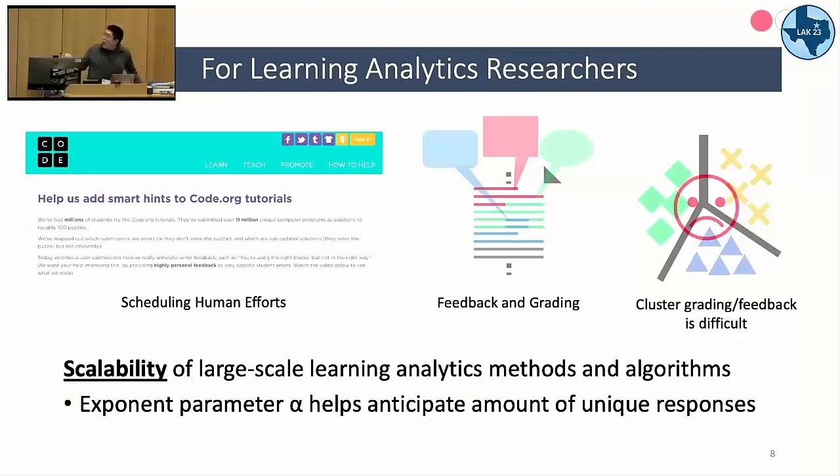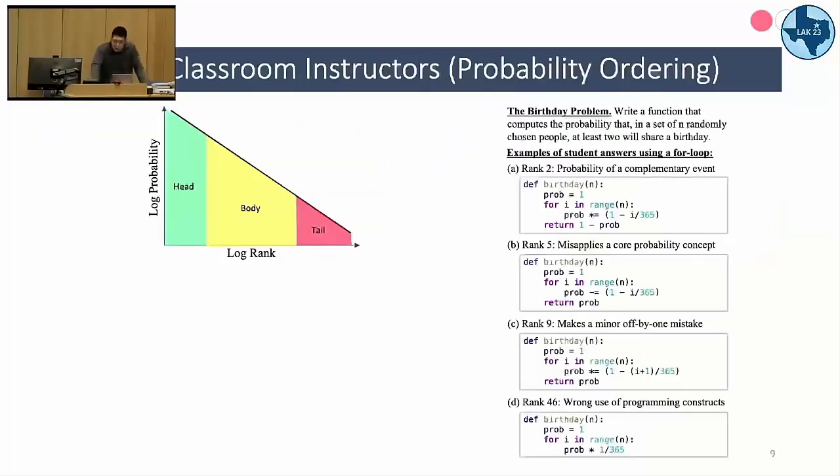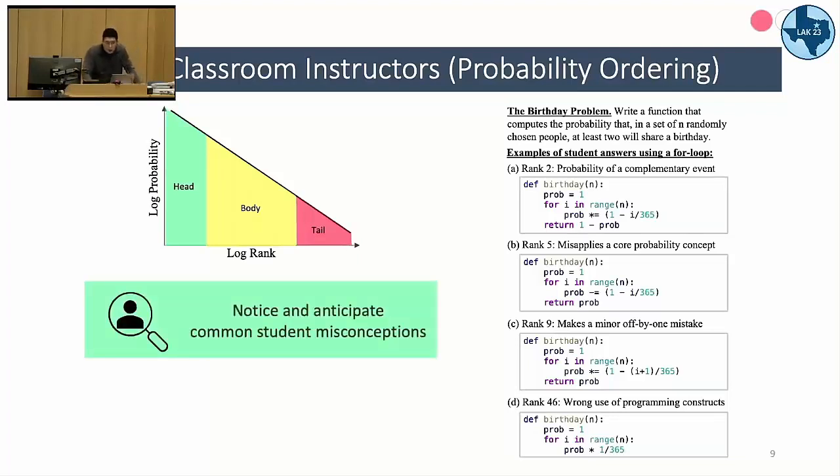And the exponent parameter alpha helps you anticipate the amount of unique responses, because it determines how fat the tail is, or how likely you are to observe rare occurrences. The Zipfian pattern could also be useful for classroom instructors. They can use this to notice and anticipate common student misconceptions. In this constructed example of a class on probability, we get to know that many students are missing some important probability concepts, and we might want to address that during class.